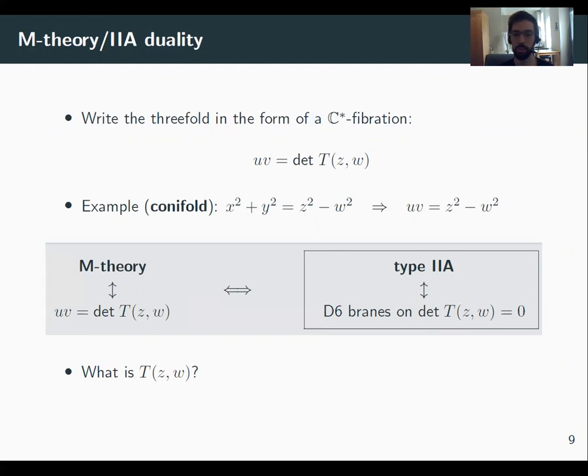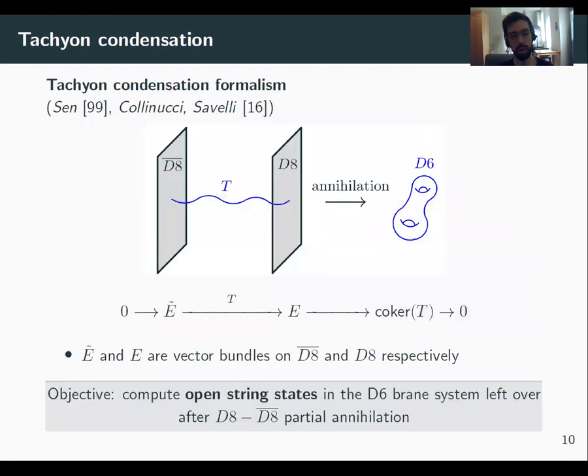The answer comes from the Tachyon condensation formalism, which roughly speaking says the following. We can consider a stack of D8 branes and a stack of anti-D8 branes connected by tachyonic strings that we can describe with a tachyon matrix. Physically, what happens is that these two stacks are unstable, they collide and they can annihilate. If the tachyon matrix is of some specific shape, there can be some D6 brane setup that remains, as you can see in this picture here.